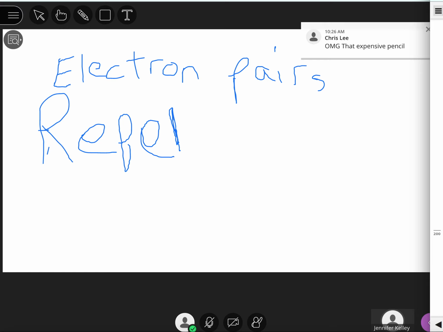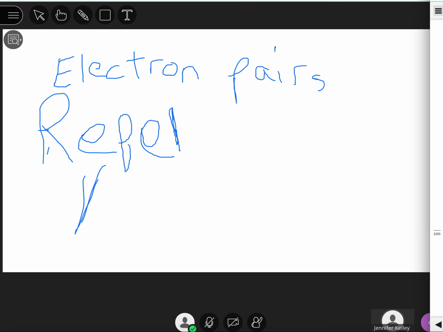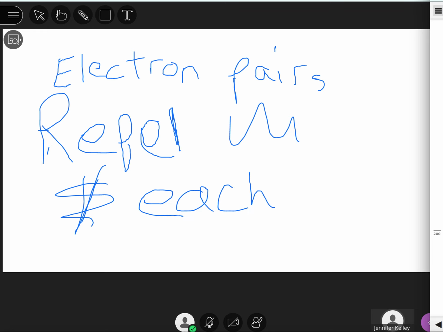So electron pairs repel each other. And then part of the time this thing doesn't even want to write. Okay. There we go. All right, so it's willing to write here, but not there. Okay. There we go.